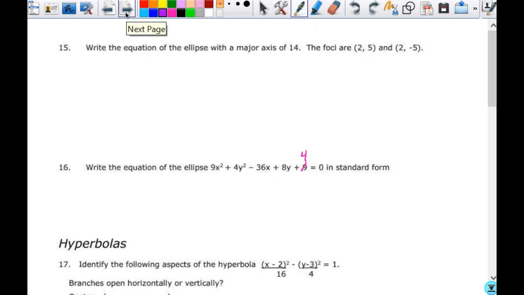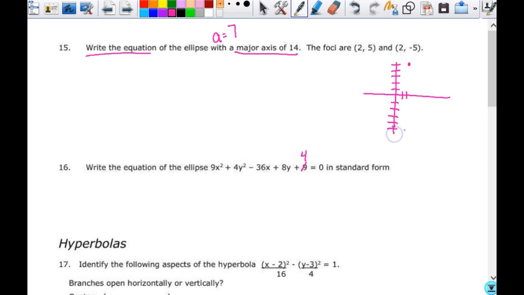All right, so I'm going to write the equation. I'll write the equation of the ellipse with the major axis of 14. Okay, so if the major axis is 14, then that means A equals 7. And the foci are 2, 5, and 2, -5. Okay, so I'm going to do a quick little graph here. So I'm going to go to 2, 5, and 2, -5. Okay, so these are my foci.